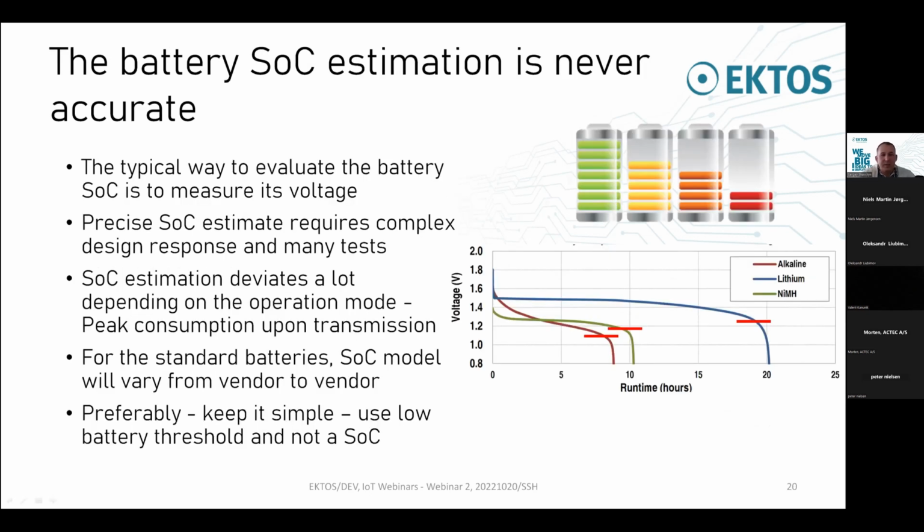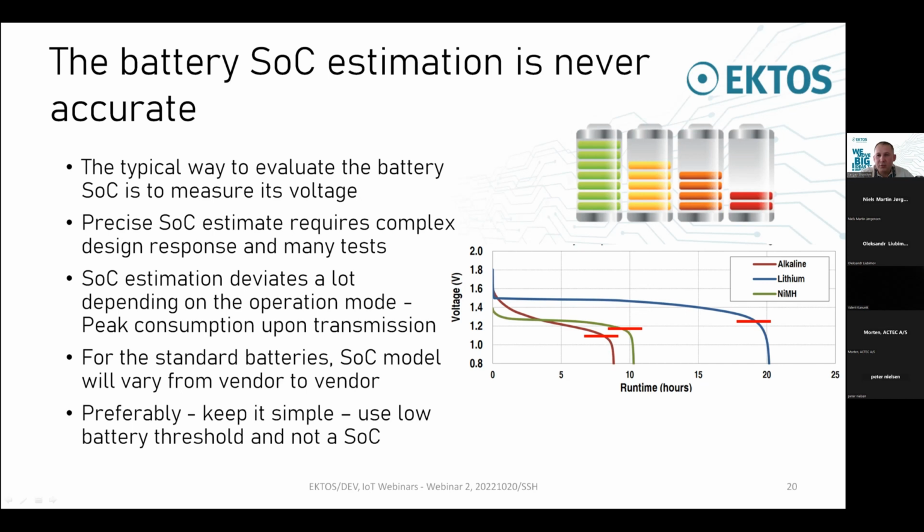So the next risk is related to the battery state of charge estimation, which is from our point of view never accurate. For a battery powered product, it looks obvious that there shall be some information about the battery status, where we are, and usually we are talking about the state of charge. So it's when you take your mobile phone, you can see how much you have left.